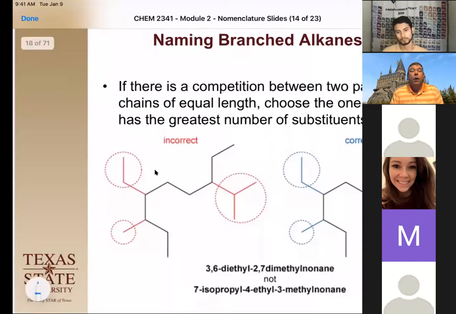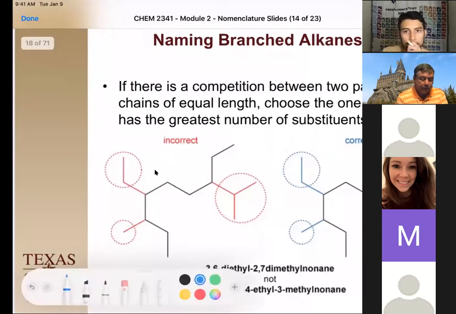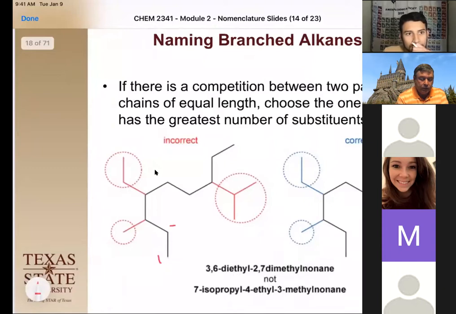Okay, so when you have the possibility for having two different, equally long chains, you always choose the one that has the greater number of substituents. Okay, now that tends to be because you'll actually get a more precise numbering. So in the case of this, if we started numbering, I'm just going to randomly number from one side to the other. 1, 2, 3, that would be 4 over here, so that can't be it.